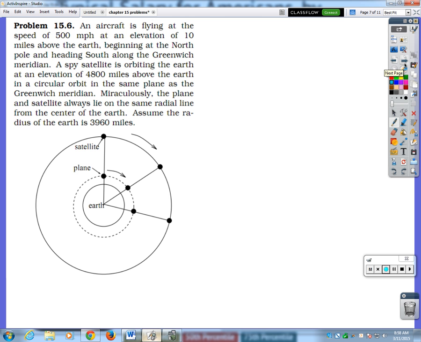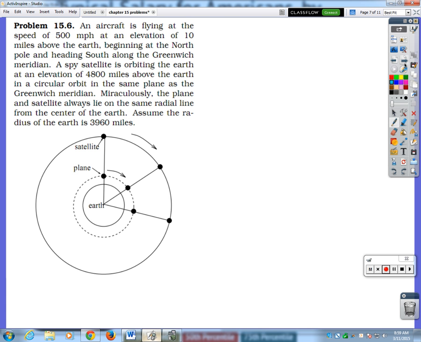Alright, last one then, number 6. An aircraft is flying at the speed of 500 miles per hour at an elevation of 10 miles above the Earth, beginning at the North Pole and heading south along the Greenwich Meridian. A spy satellite is orbiting the Earth at an elevation of 4,800 miles above the Earth in a circular orbit in the same plane as the Greenwich Meridian. Miraculously, the plane and satellite always lie on the same radial line. In other words, they're right above each other the whole time. So the spy satellite is hiding behind the plane as it goes along.